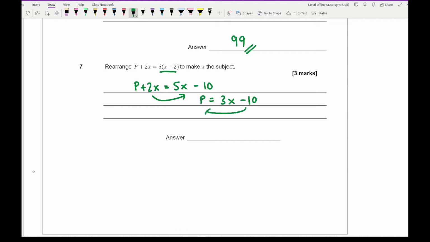We can take the 10 over. So that then becomes p plus 10 equals 3x. And then p plus 10 all divided by 3 equals x. So I can write that in the box as p plus 10 over 3.